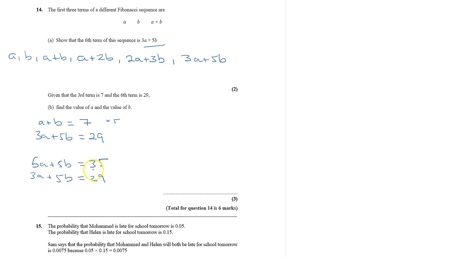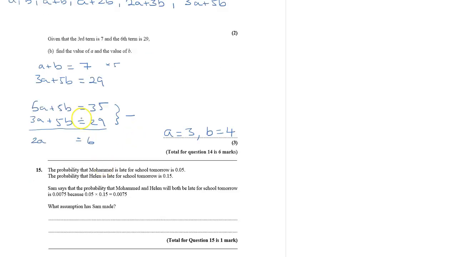Now we're going to eliminate the B's here. They've got the same sign, so I'm going to subtract, which leaves me with 2A is equal to 6, therefore A is equal to 3. Now if A is equal to 3, then B must equal 4. So substituting it back into this first one, so 3 plus B is 7, so B must be 4.